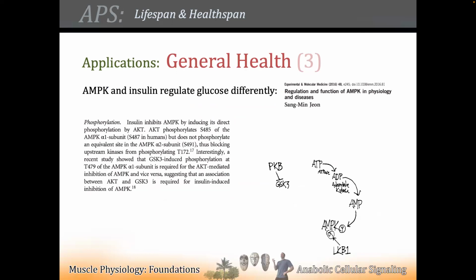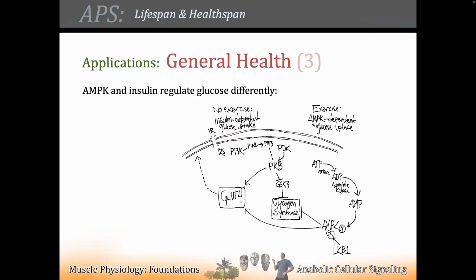And we know what PKB is, right? AKT or PKB, those are the same thing. And PKB inhibits AMPK. GSK3 does play a role in its inhibition, so you see that there. But zooming out, we see different pathways of GLUT4 translocation.